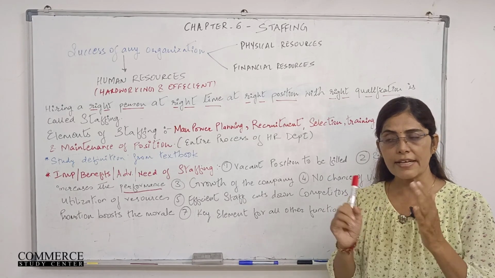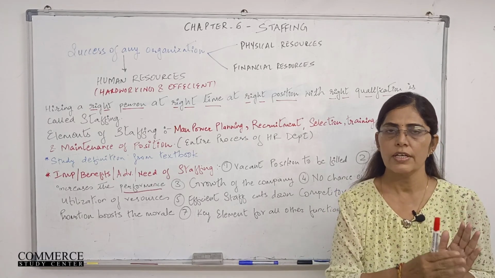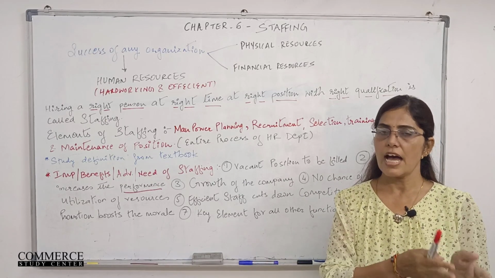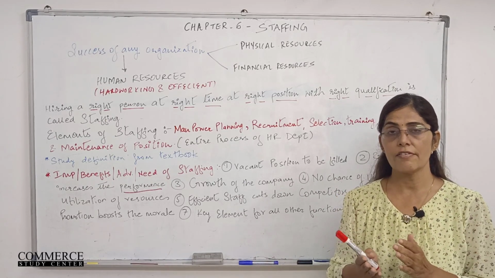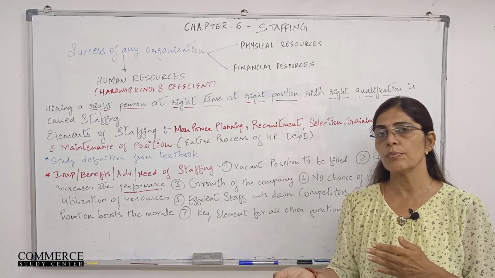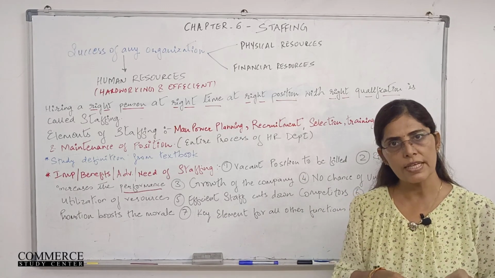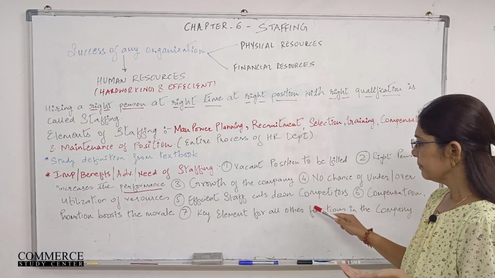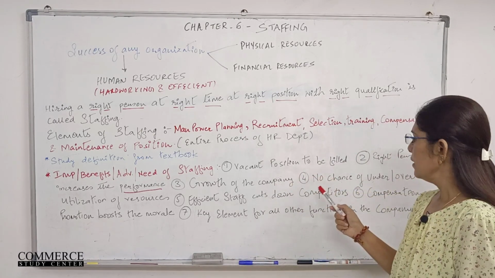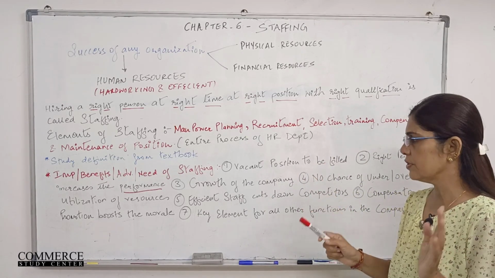If there are 10 vacancies in the organization but you have hired only 5, then there is a possibility that you may overutilize the particular staff that you have taken. Less staff, more vacancies, you are getting them to do more work, which will definitely bring down the growth or the performance of the individual and the company. So when you see the growth of the company, it automatically leads to the next benefit, that is no chance of over or underutilization of resources.